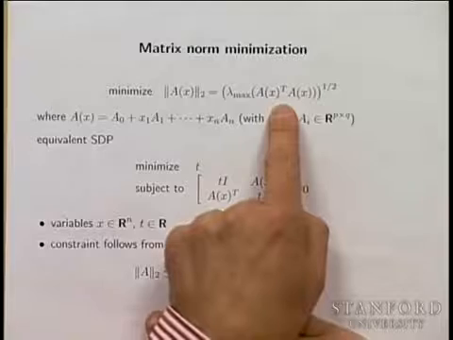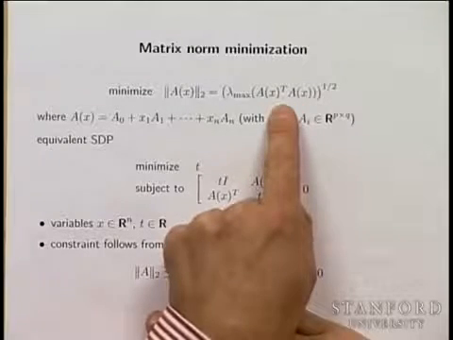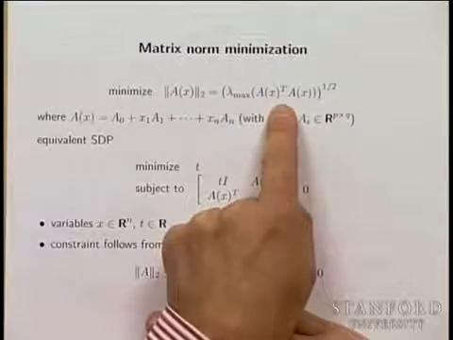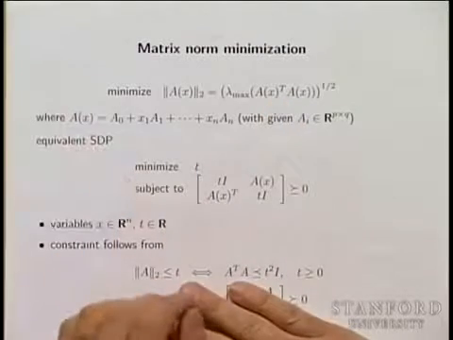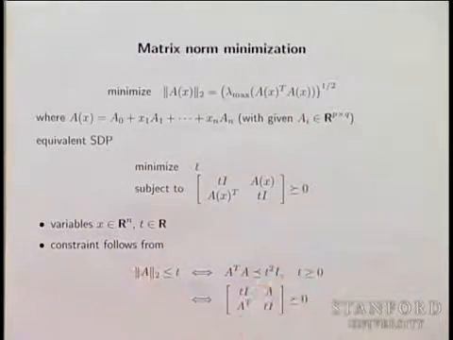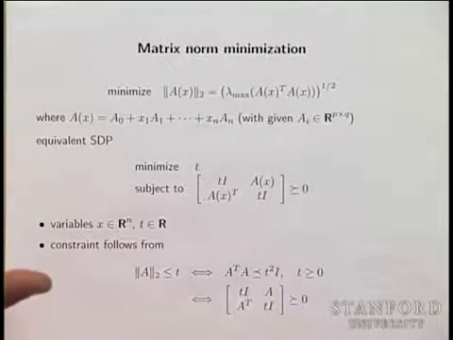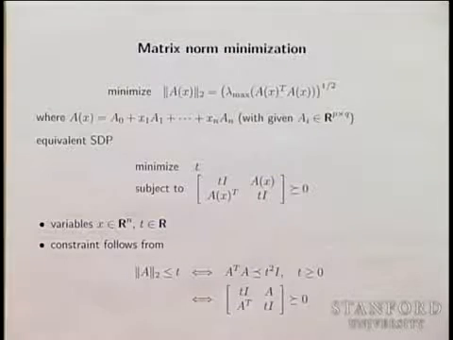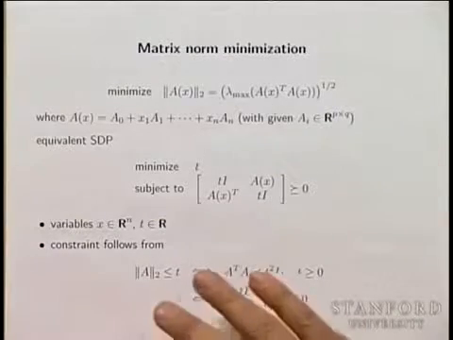You're not allowed to have products. This has products here of A with A. Okay, so you have x_i x_j terms. That's not linear. So the question is, how do you turn a nonlinear problem into a linear matrix inequality? And again, it's an SDP embedding. So you take a larger SDP. It's larger, but it's actually going to be now affine or linear in the variable. So let's see how that's done.